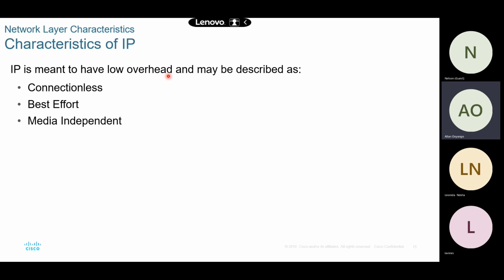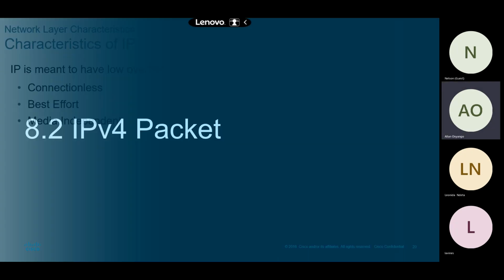That's very, very important. So these are the three characteristics of the IP protocol: connectionless, not establishing any prior relationship with the destination device. Best effort, delivery of the packet is not guaranteed because the guarantee is actually ensured by the next layer, which is the transport layer. Media independent, the IP protocol does not choose a specific type of media. It can use any of them, and so on and so forth.